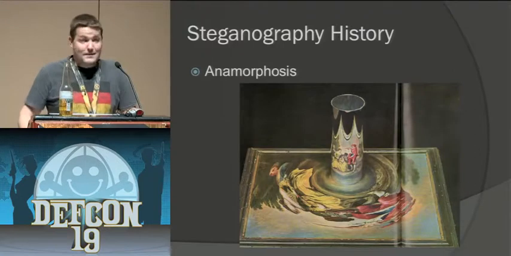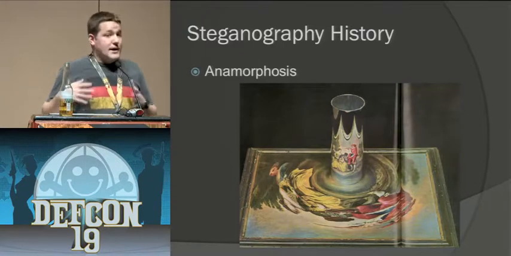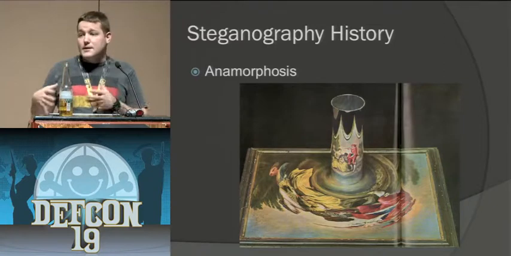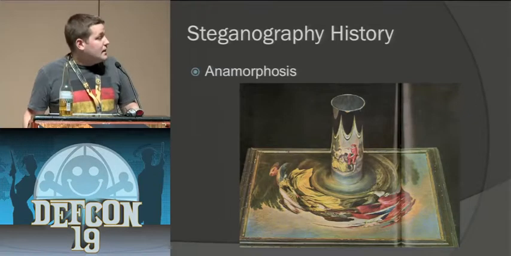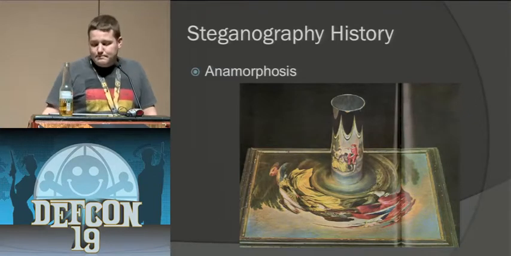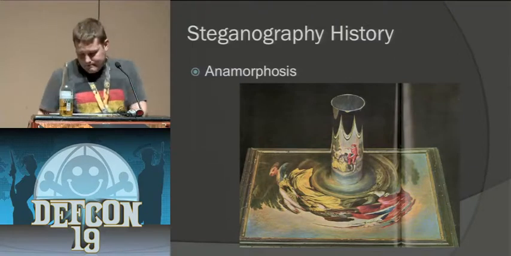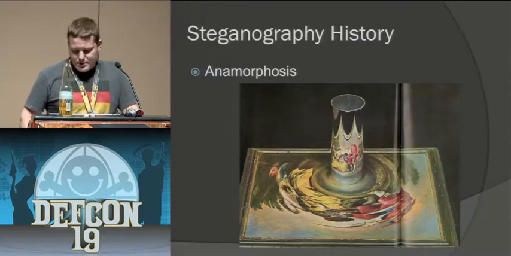Anamorphosis, try saying that 10 times fast. That's an image that you can look at from one angle, and it can be one thing, look at it from another angle, it can mean something totally different. This is a good example of that here, where you have a mirrored cylinder and you can see them talking and around, it looks like some sort of beverage or food.